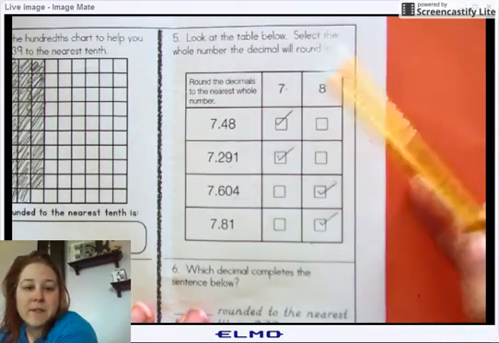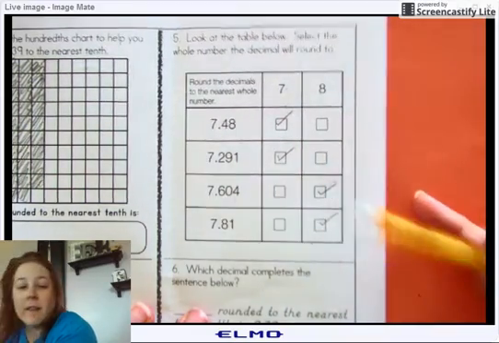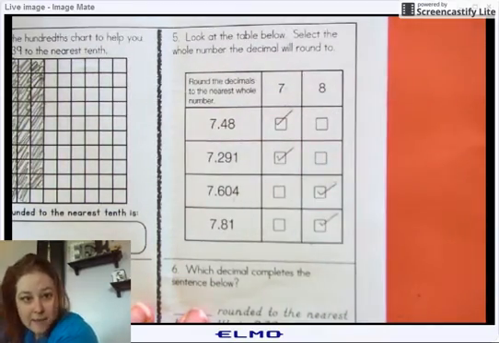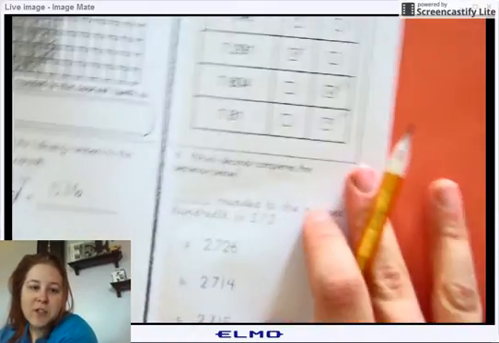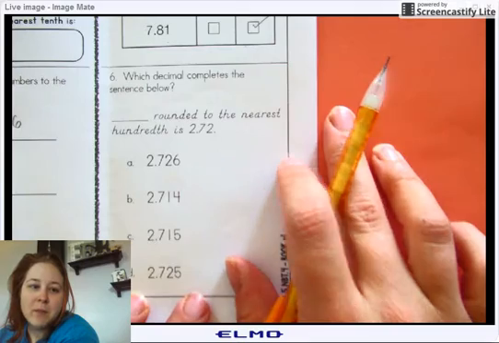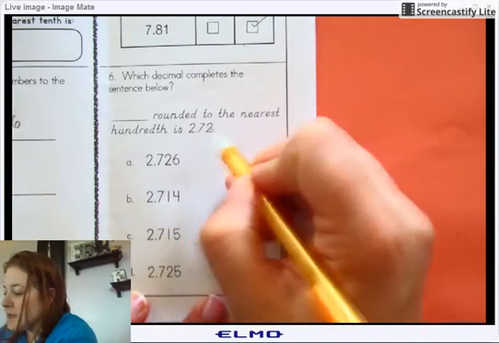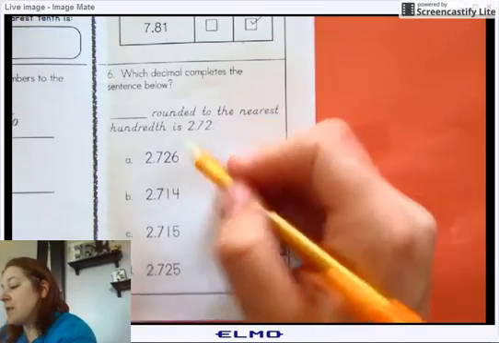You'll notice that the answers here are now marked: the first 2 are closer to 7 and the last 2 are closer to 8. Question number 6. Which decimal completes the sentence below? Blank rounded to the nearest hundredth is 2.72. So they took the hundredths place and rounded it.